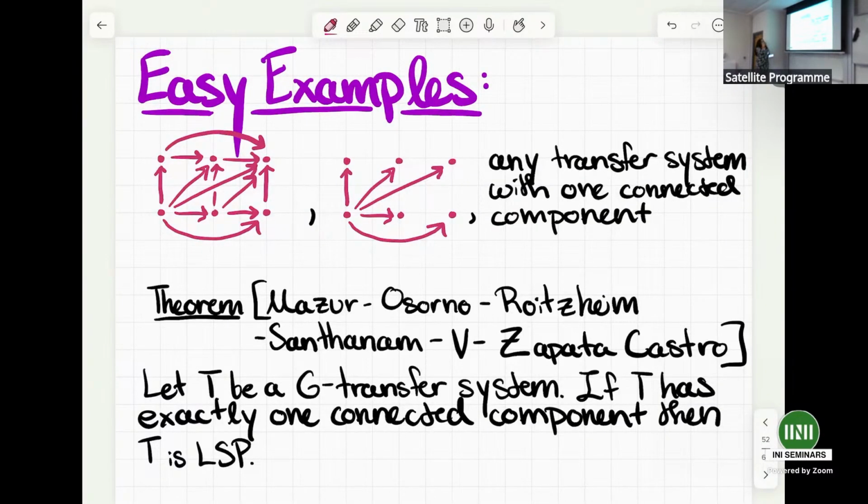And so our group there, Osorno, Reutzheim, Santana, and Zapata Castro, we said if T is any G transfer system, this is just assuming that G is finite. It's not even assuming that it's abelian. This is for any G transfer system. If T has exactly one connected component, then T is LSP. But sort of for maybe an uninteresting reason.